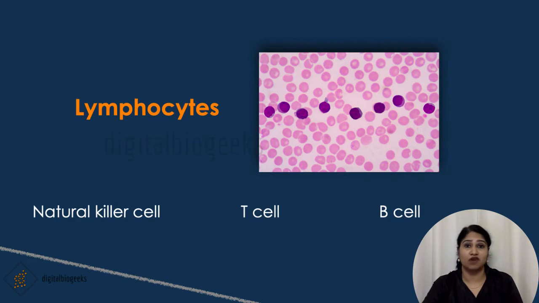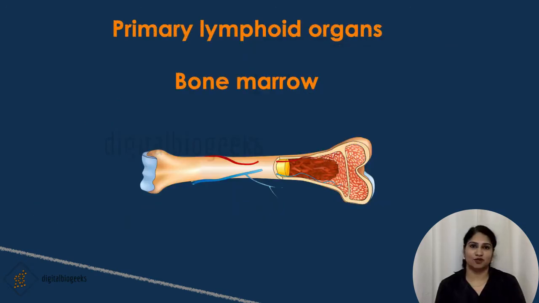They do not involve antibodies. B cells are involved in the antibody-driven immunity. B cells produce antibodies specific to antigens. They become activated only when they come into contact with an antigen. These lymphocytes are produced and developed by primary lymphoid organs. There are two primary lymphoid organs, bone marrow and thymus.